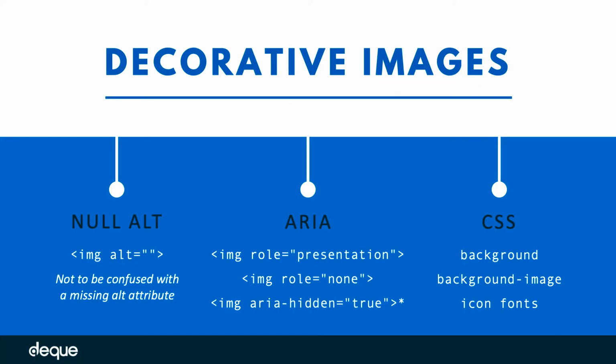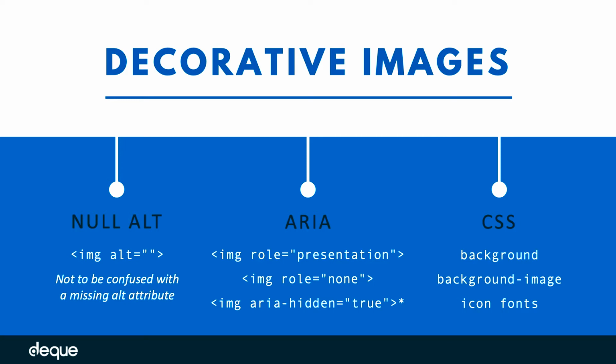All right, so the big takeaway for decorative images: if you think that they are decorative, then programmatically the image needs to be hidden. And there are many ways to hide images, including using the empty or null alt text. So just pointing this out here, this is not to be confused with a missing alt attribute.